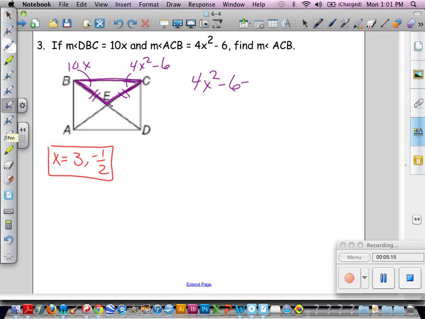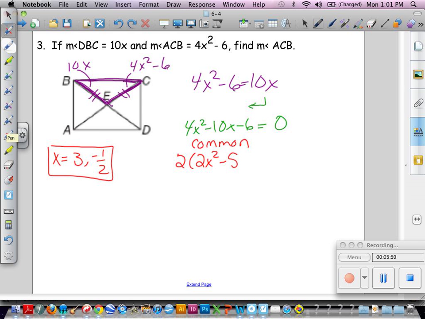So 4x squared minus 6 equals 10x. Now we had one of these problems in our review where we have an x squared. So we know we have to factor it. So move your 10 over. And at this point, I'm sure some of you are saying, oh, we don't know how to factor this. I don't know what to do. Well, pull out what they have in common first. And they have a 2 in common, so factor out a 2. That gives me a 2x squared minus 5x minus 3 equals 0.